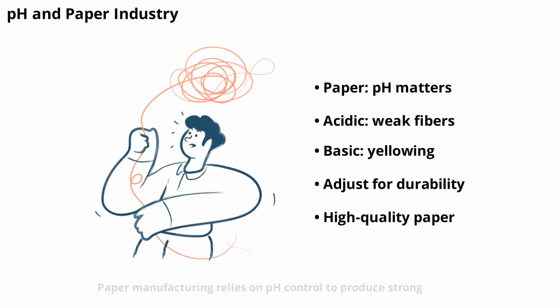Paper manufacturing relies on pH control to produce strong, high-quality paper. Acidic conditions can weaken paper fibers, while basic conditions can cause yellowing. By adjusting pH, manufacturers ensure paper is durable and long-lasting.